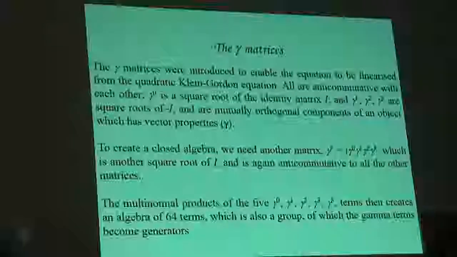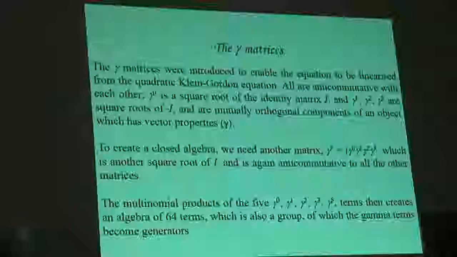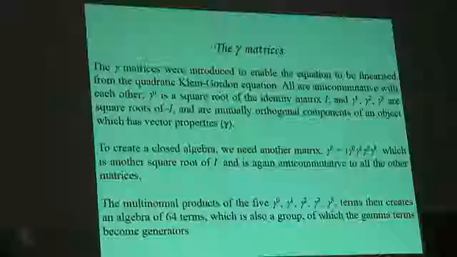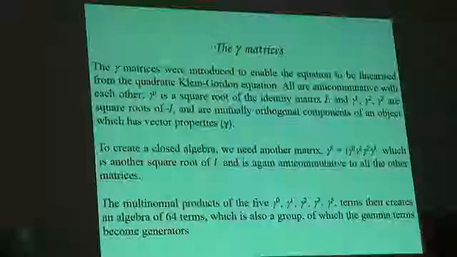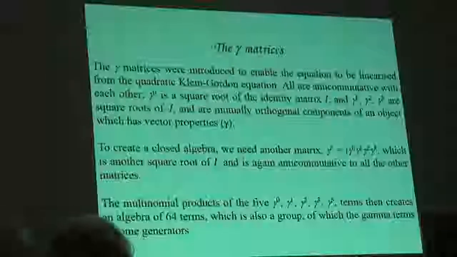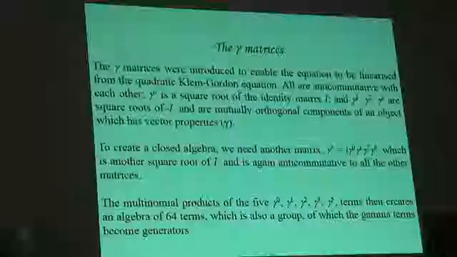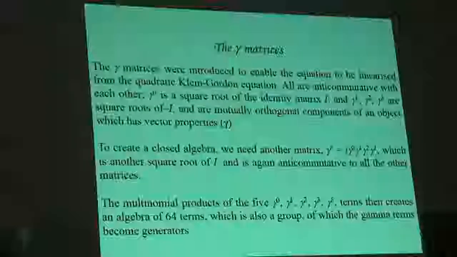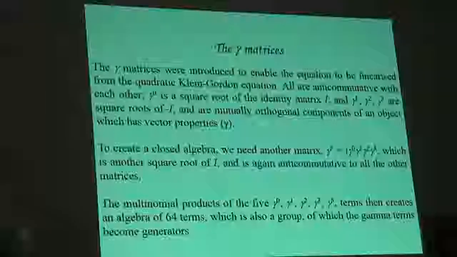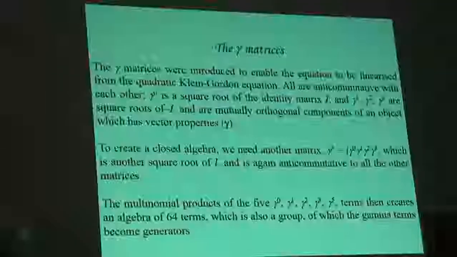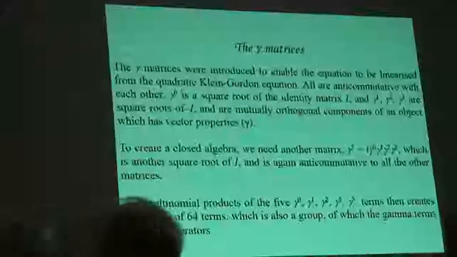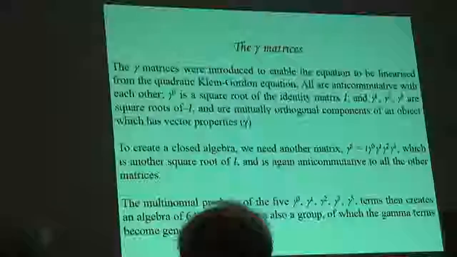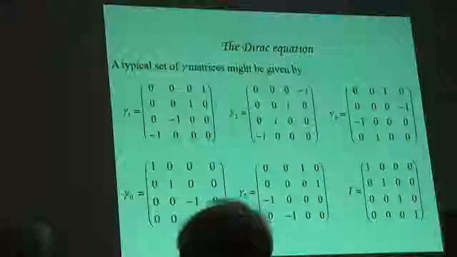But that's not the complete algebra, because to complete the algebra you need a fifth term, gamma 5, which is another square root of the identity matrix. Now if you take the multinomial product of those gammas, you'll get a group of order 64, of which the gammas then become the generators, or a set of generators of that group. And those are typical gamma matrices.